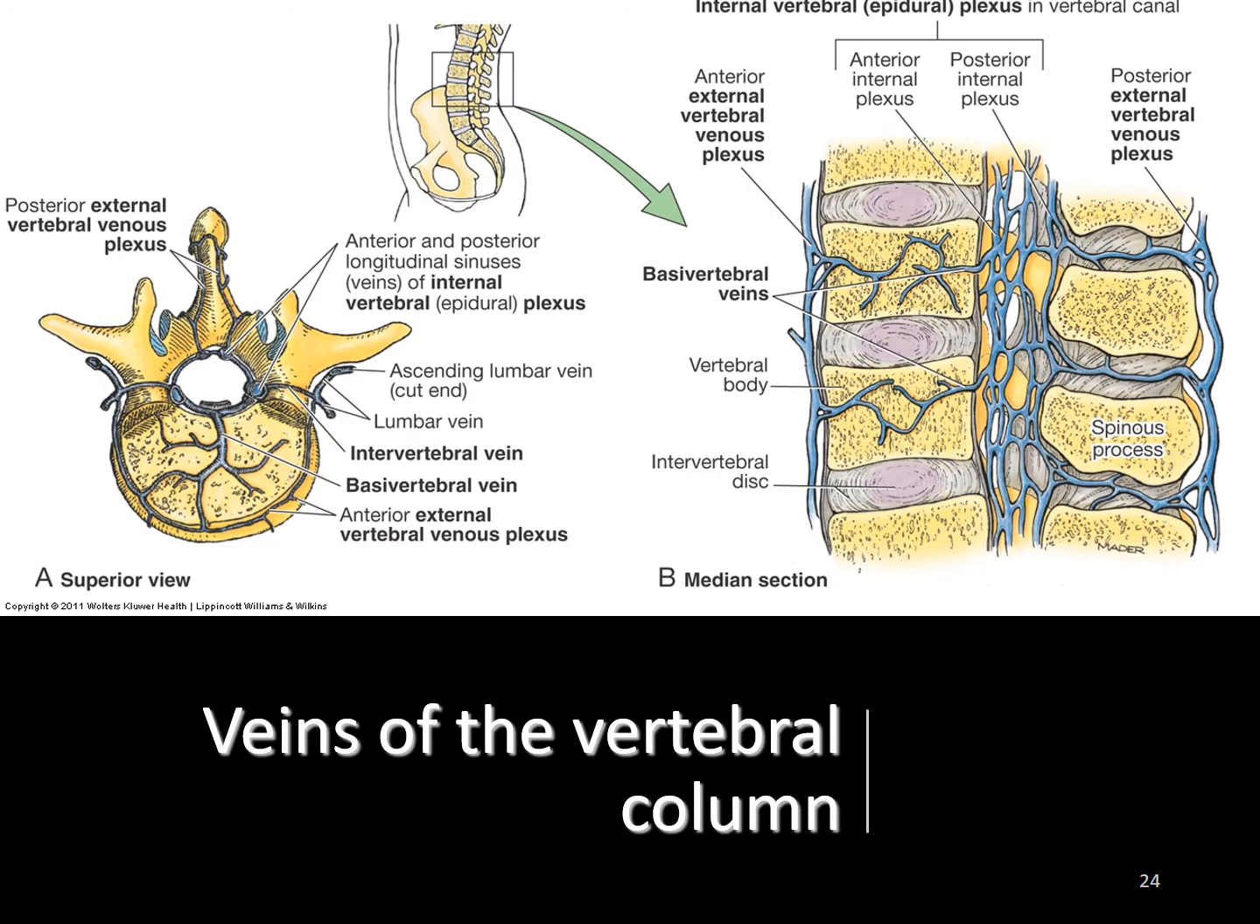The veins of the vertebral column. Here is a posterior external vertebral venous plexus. You have intervertebral veins that are between the vertebrae, the basivertebral vein, and the anterior external vertebral venous plexus. From a median section, you have your basivertebral veins, and you have your anterior external vertebral venous plexus, and posterior external vertebral venous plexus. And of course, if you have an external something, you're going to have something internal as well, and that's exactly what you see here. Here's the anterior and posterior internal vertebral venous plexus.